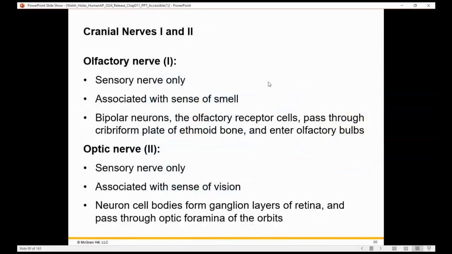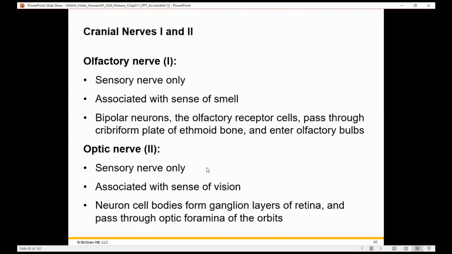Let's go over functions. The olfactory nerve. It's a sensory nerve only. It's associated with a sense of smell. We have bipolar neurons, so the olfactory receptor cells pass through the cribriform plate of the ethmoid bone, and they enter the olfactory bulbs.